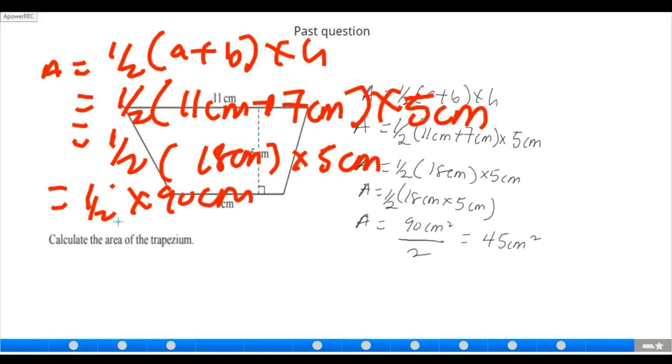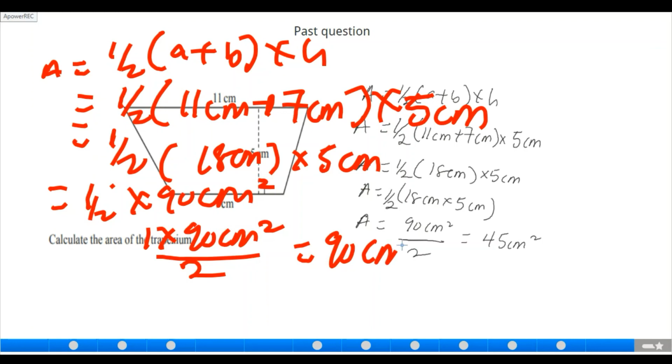Now we are multiplying by half, so it's going to be 1 times 90 centimeter square. Since we are dealing with area, 90 centimeter square divided by 2. 2 can go into 90, and that is 45 centimeter square.